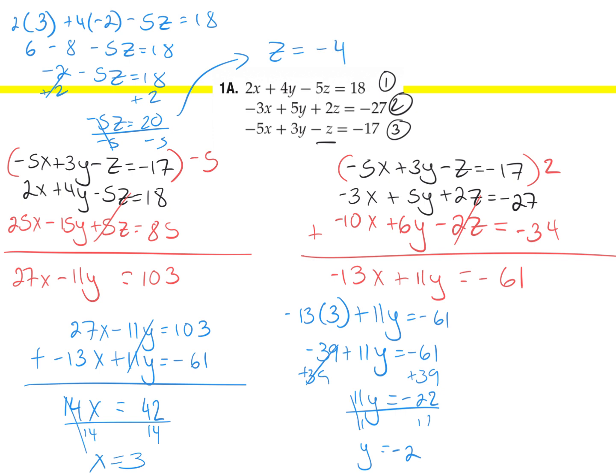So again, my final answer is going to be in the form x, y, z. So it would be 3, comma, negative 2, comma, negative 4.